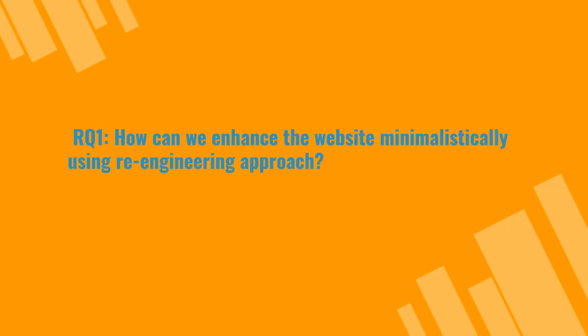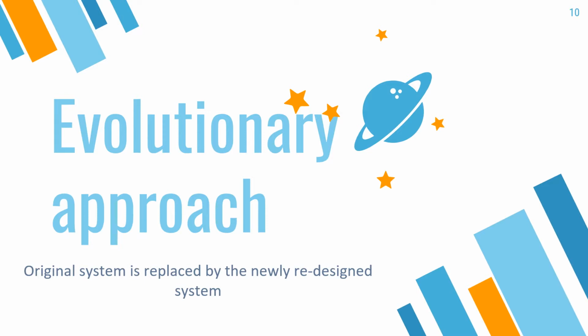Let's see the explanation of my RQs. The first RQ is how can we enhance the website minimalistically using a re-engineering approach. We have used the evolutionary approach to enhance the website to a progressive web app. The evolutionary approach idea is to replace the original system with the newly redesigned system.